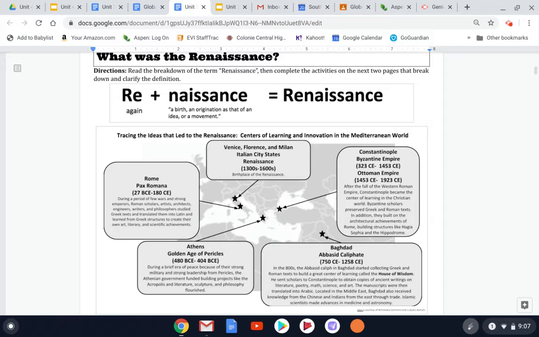So the Renaissance, a renaissance, is basically to be born or originate again. It's a rebirth of some kind of movement or idea. And over the next couple of pages, we will see what ideas or movements are being reborn and rediscovered.